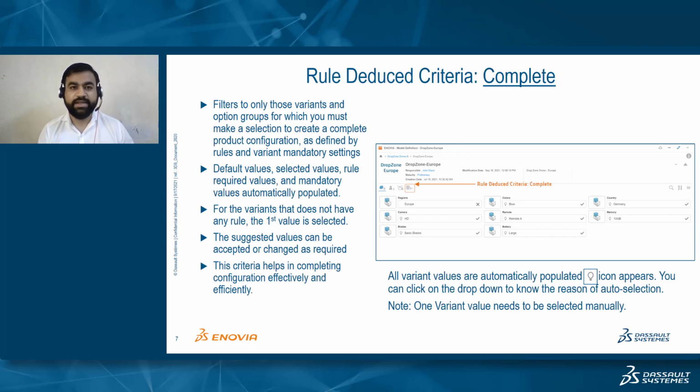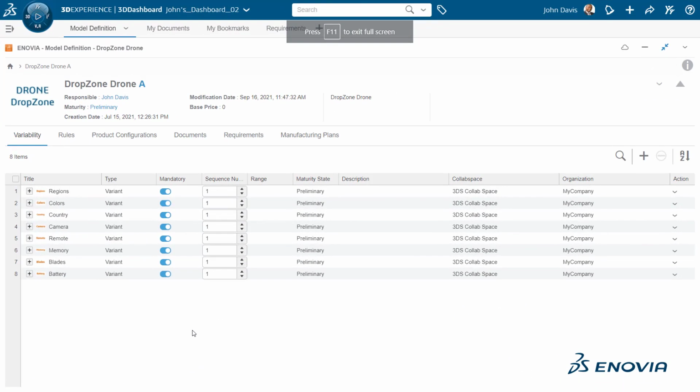With the complete criteria, default variants, selected variants, rule required variants are automatically populated. For the variants that do not have any rule, the first variant in the list is automatically populated. You can click on the variant to know the reason of selection. The suggested variant can be accepted or changed as required. These criteria aid in completing the configuration with better agility. Now let us see how it works.